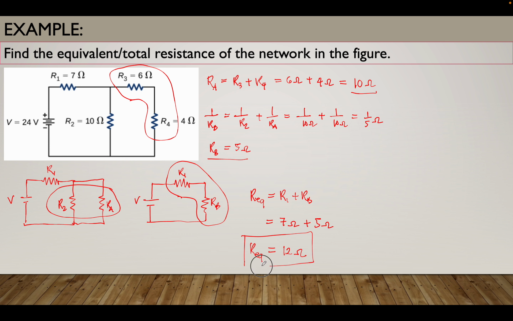So this is now our equivalent or total resistance of this network or of this circuit right here. Okay, so that is how we would get or how we would solve for the total or equivalent resistance in combination with both series and parallel connection. So again, recap, for series, to get the equivalent resistance, we have R equivalent is equal to the sum of their individual resistances.